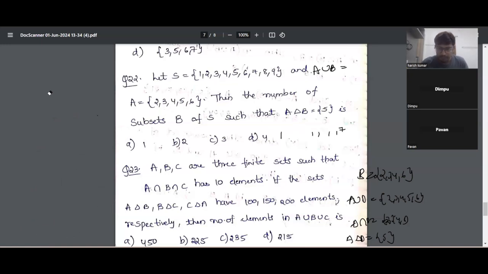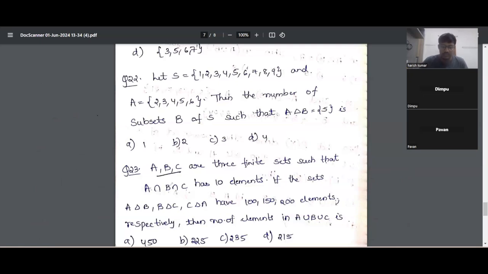Next, let's go to question number 23. What does question number 23 say? A, B, C are 3 finite sets such that A intersection B intersection C has 10 elements.